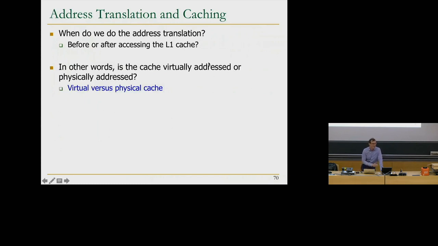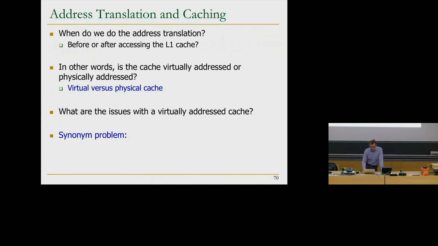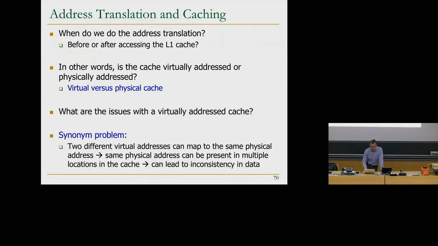Now, there's a distinction between virtual cache versus physical cache. If it's physically addressed, you don't have any problems, because you've done the translation and everybody goes through that translation. But if you access the cache without doing the translation, you run into issues. So what are the issues? One issue is the synonym problem. Basically, two different virtual addresses can map to the same physical address, which means that the same physical address can potentially be present in multiple locations of the cache.